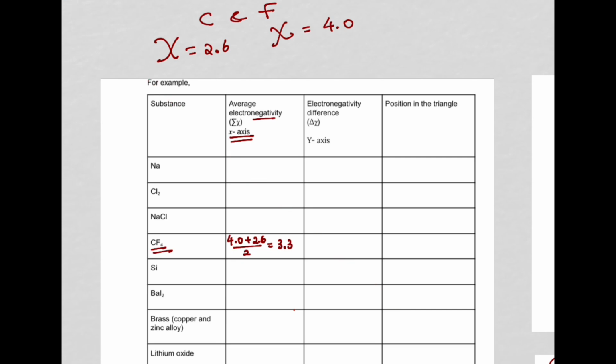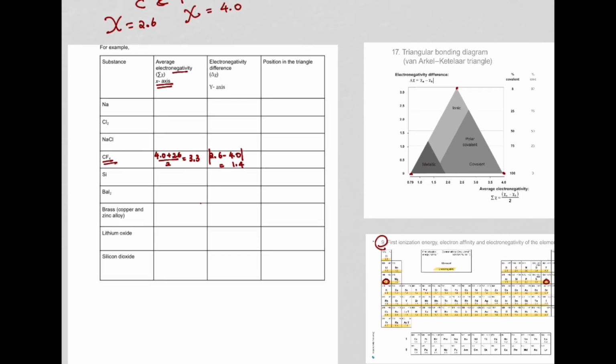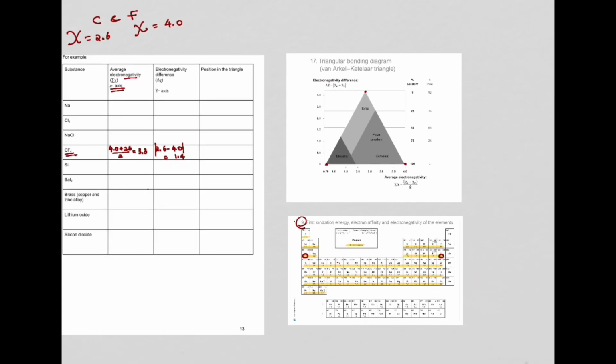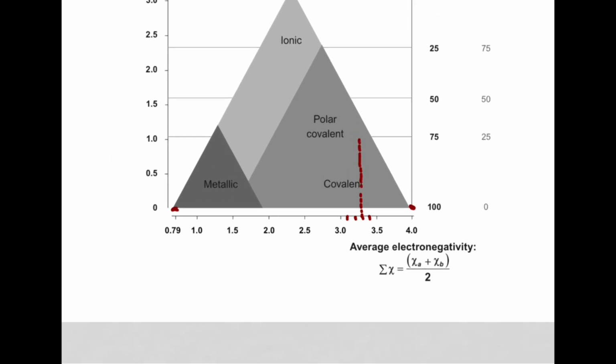And the electronegativity difference, this is 2.6 minus 4.0. You can do 4.0 minus 2.6. I'm just pointing out that whatever value you get, you're going to take the modulus of it, so it has to be positive. So the difference is 1.4. On the x-axis, CF4 is going to be 3.3, so in that area. And the y-axis is going to be 1.4.